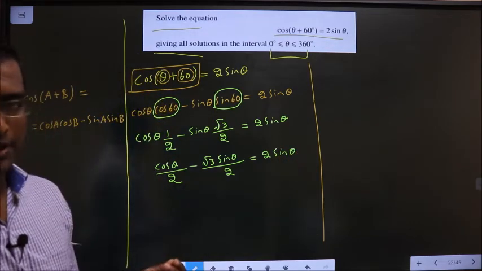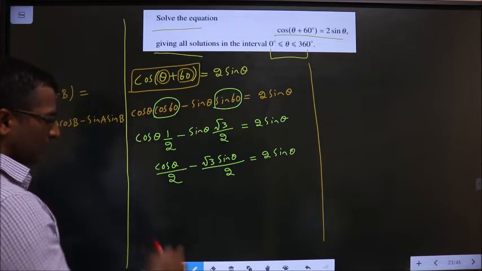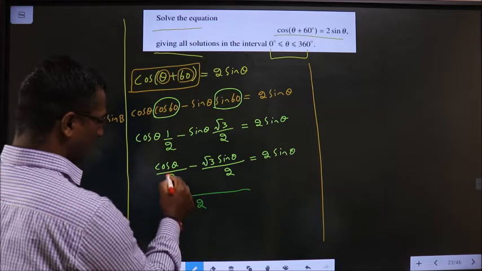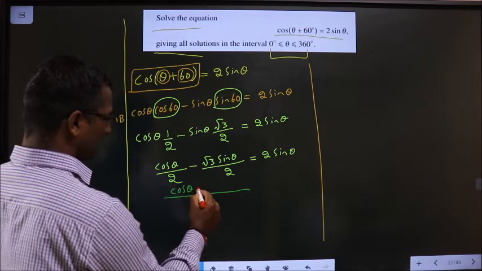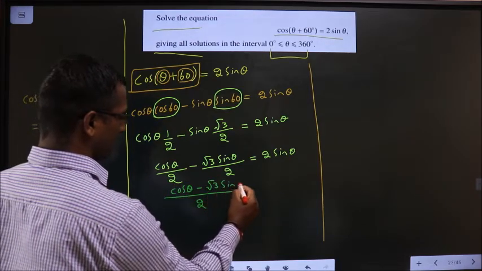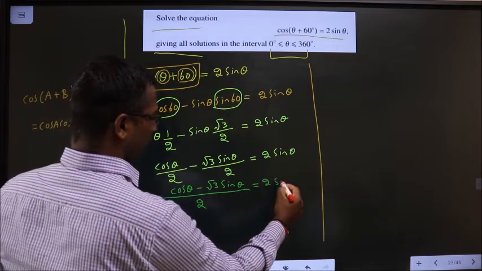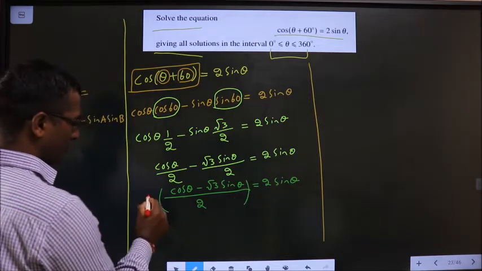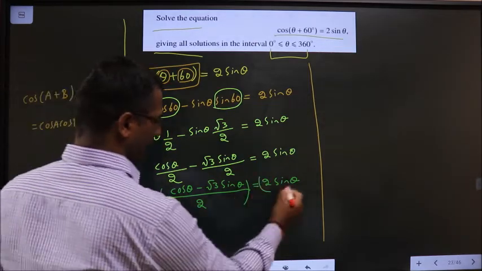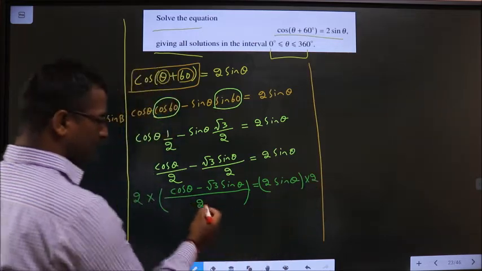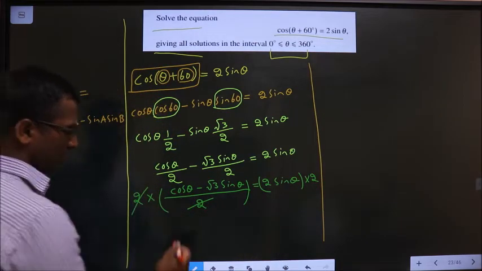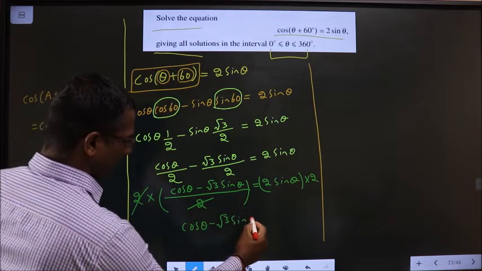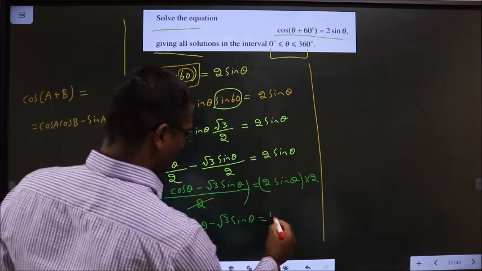You are able to follow it, right? Next, since the denominators are the same, I take 2 here and no change to the numerators: cos theta minus root 3 sin theta, over 2, equal to 2 sin theta. Next, I multiply by 2 on both sides. Why did I multiply? Such that this cancels out, leaving cos theta minus root 3 sin theta equal to 2 into 2, that is 4 sin theta.